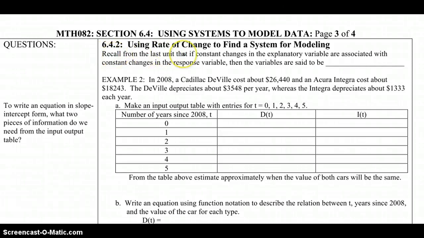6.4.2, using rate of change to find a system for modeling. So recall from the last unit that if constant changes in the explanatory variable are associated with constant changes in the response variable, then the variables are said to be linearly related.